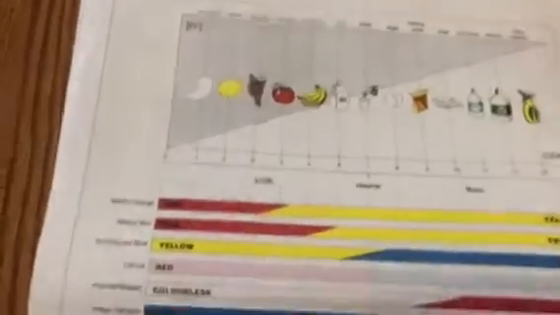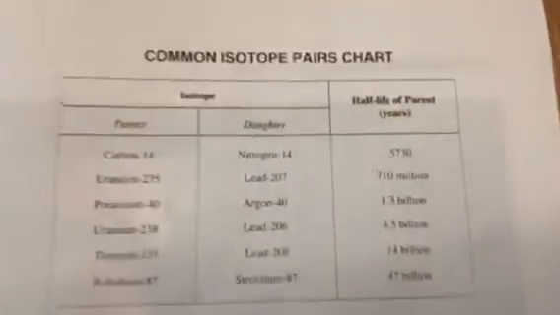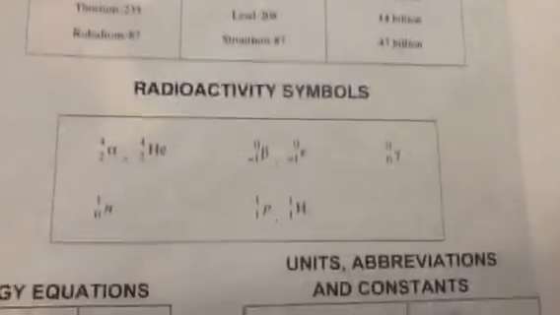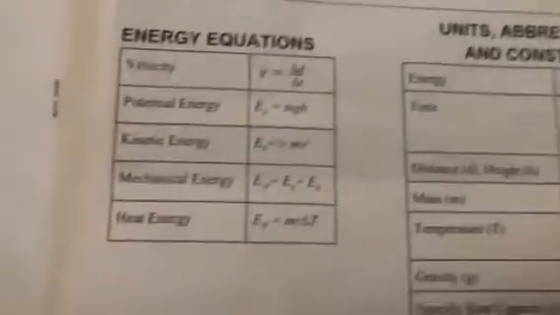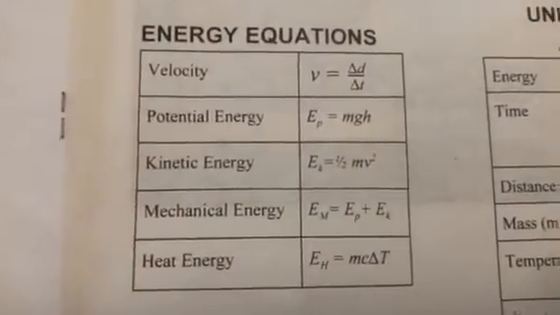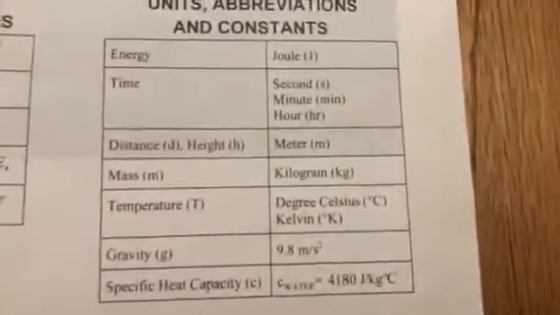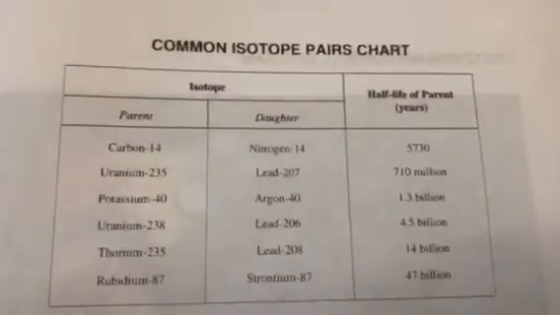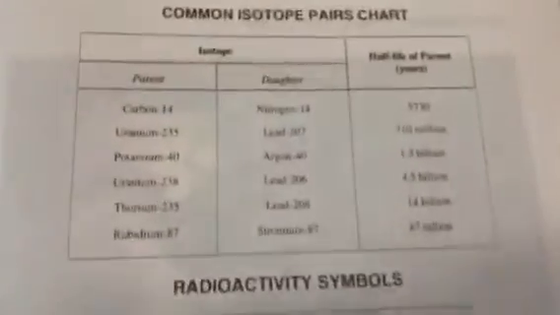And of course, we went over this yesterday. Now, here is where the energy stuff will be. Half-lives, radioactivity symbols. These are the energy equations, and these are where you can look up units. So for half-lives, here's the data, and what kind of stuff can we ask about it?